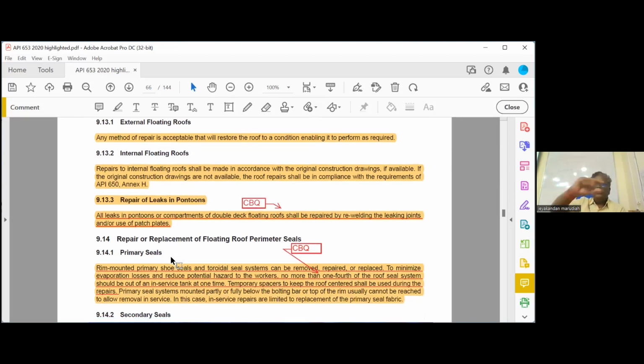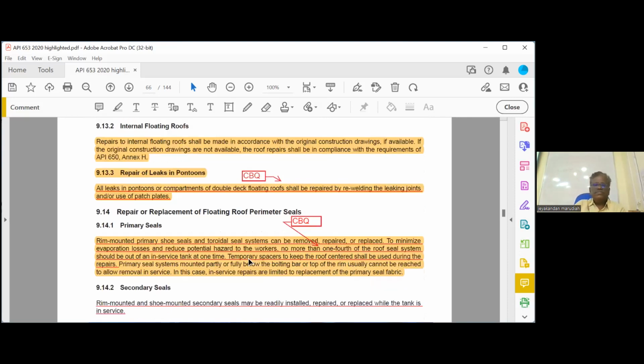And if you are repairing a rim mounted seal while the tank is in service, only 1/4 you have to repair at one time. Okay, this is important. Rim-mounted primary shoe seals and torsional system can be removed, repaired, or replaced to minimize the evaporation loss and reduce the potential hazard. No more than 1/4 of the roof should be out of service in the tank at one time. Temporary spacer to keep the roof centered shall be used during the repairs. That is closed question.